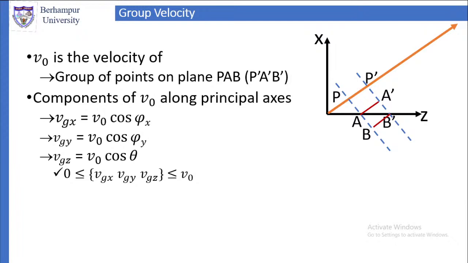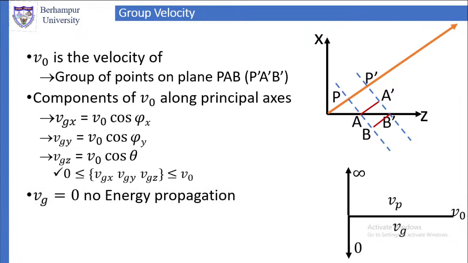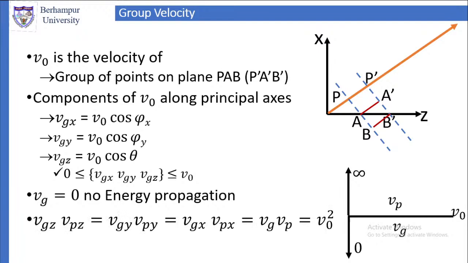So we have discussed the limit on the phase velocity and the limit on the group velocity. So we have seen this. Now when Vc is equal to 0, what does that imply?